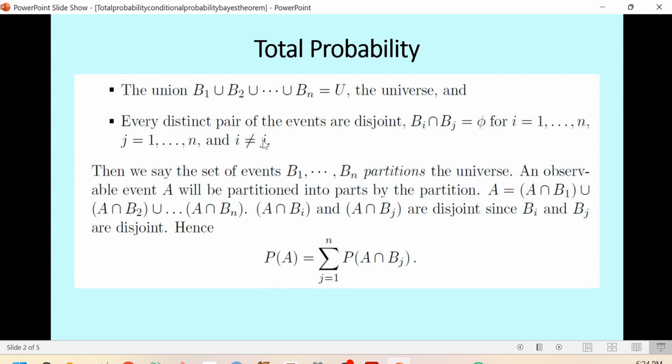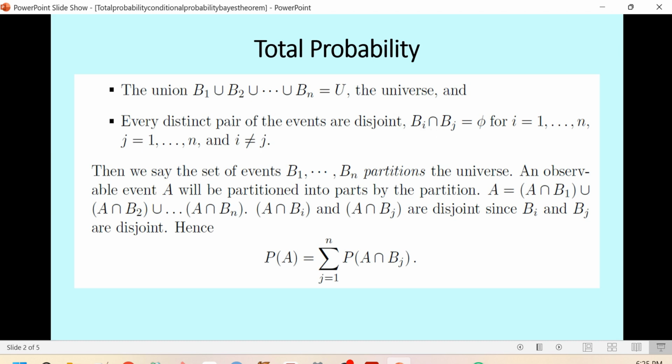So if we have events Bi, so B1, B2 to Bn, for example, and they make up the universe of all the possible events, and each two of them are distinct or exclusive. Which means the intersection of Bi with Bj is phi. So phi is the empty event, so it is not possible for them to occur together.